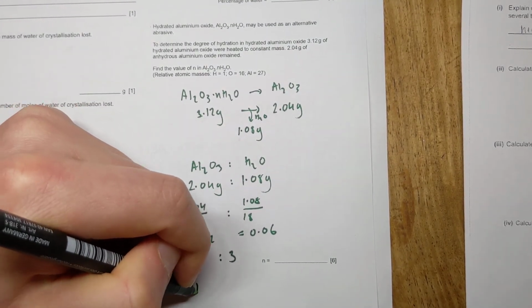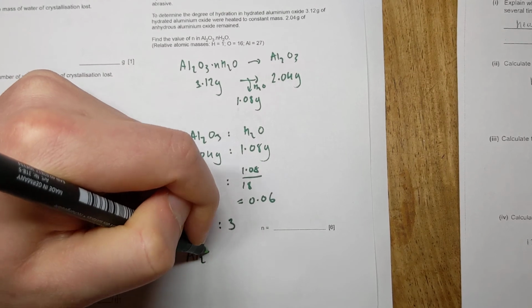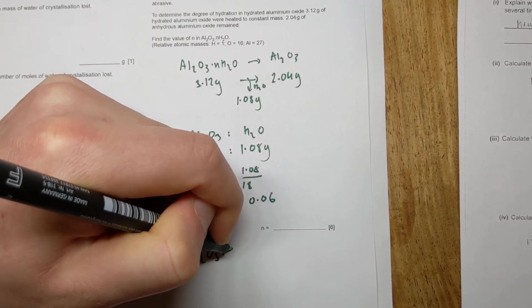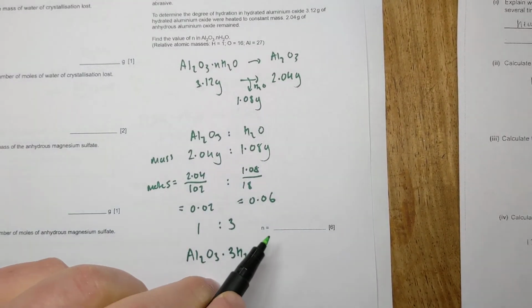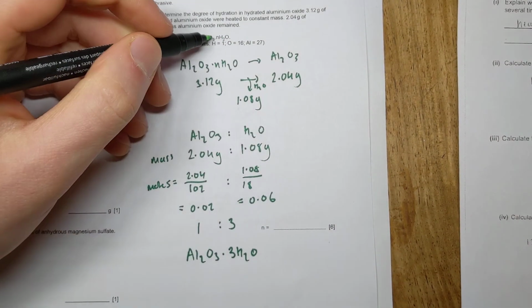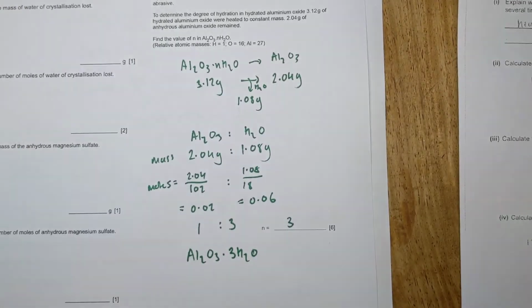Therefore, the formula is Al2O3 dot 3H2O, but the actual question is just looking for the number for n. Therefore, the n in front of the formula must be 3.